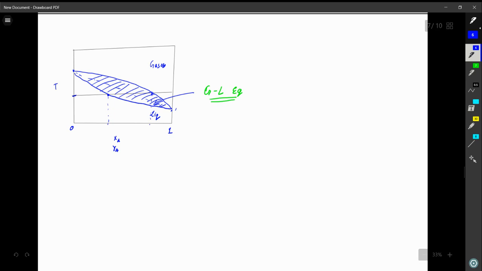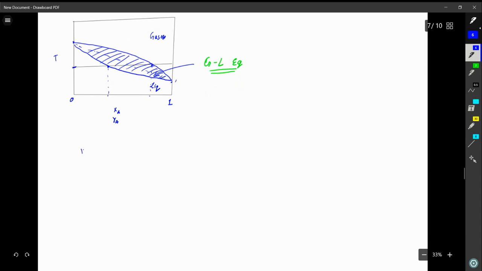Now let's go back to Raoult's law. Y times Pt equals Xa times the vapor pressure. Let's do some manipulation. Ya by Xa equals Vp by Pt. Now we know that Vp is less than Pt, right? So we can say Y will be greater than Xa. So the one which is going to come later is Xa, and the one which will come first is Ya.